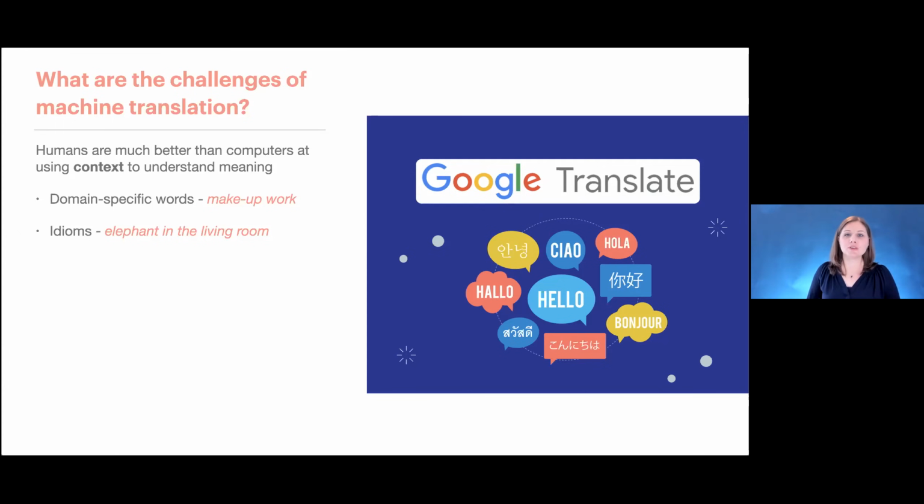The elephant in the living room could mean that I have a giant animal in my living area, but it really usually means it's a problem or an issue that's right there. Everyone knows about it, but no one's willing to talk about it. So it has this other sense to it. And anyway, it's difficult for a computer to understand that figurative kind of meaning that we see in idioms.